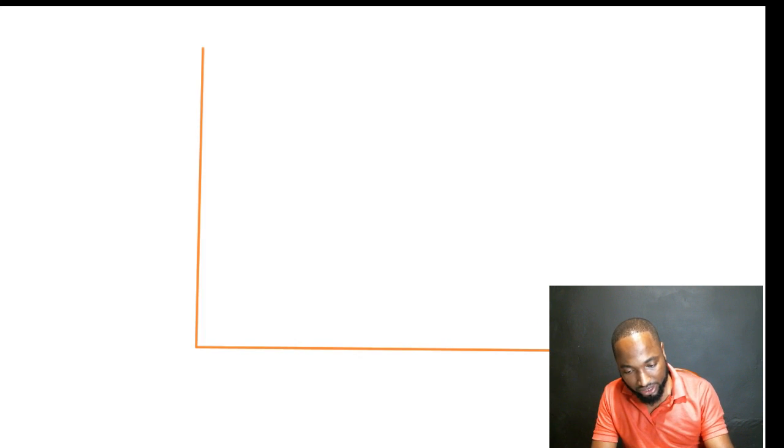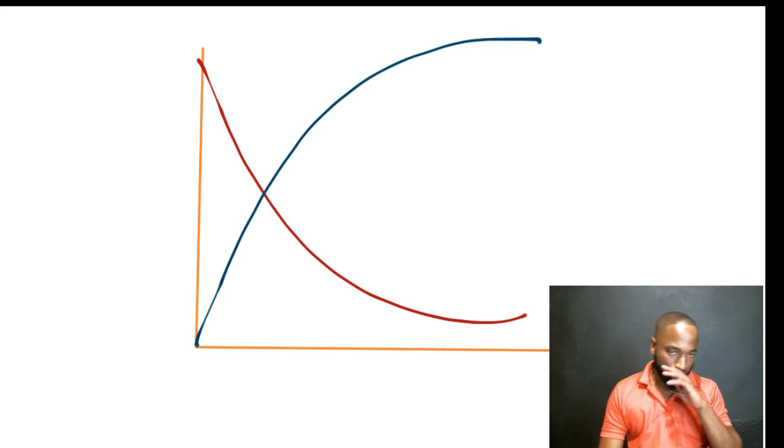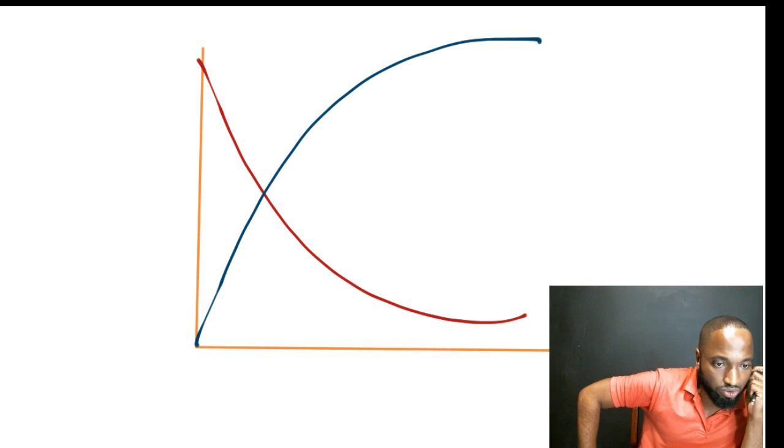Your general rate diagram would look like this. This is the reactants, the reactants getting heated up, and this is your product. You start off with no product. But nobody put the collision theory up yet. It's so long.